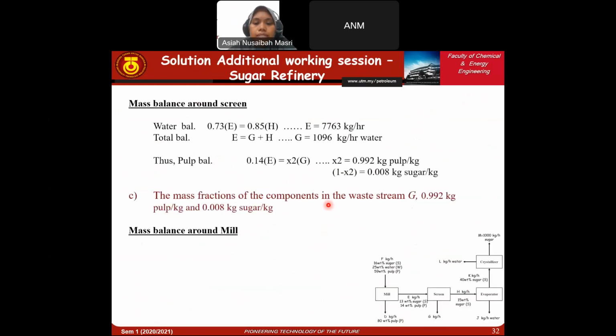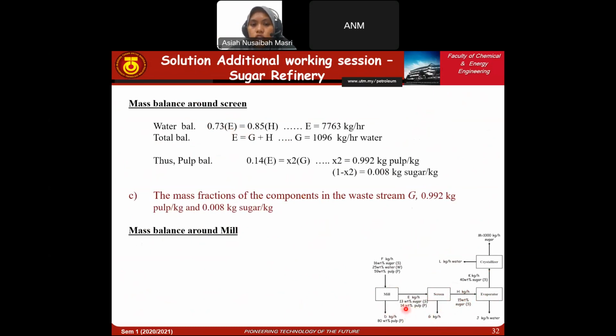Then mass balance around the screen. So here we have the screen. So we go back. Evaporator we solved. Screen DOF was also 1. But now we have solved H, so we are supposed to be able to solve the screen. So now we do the water balance instead.